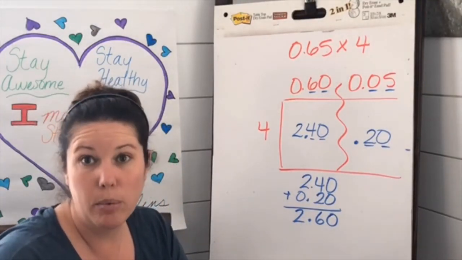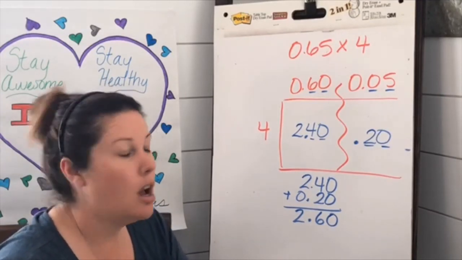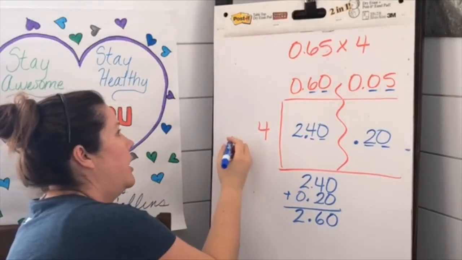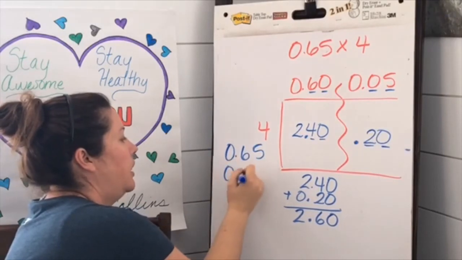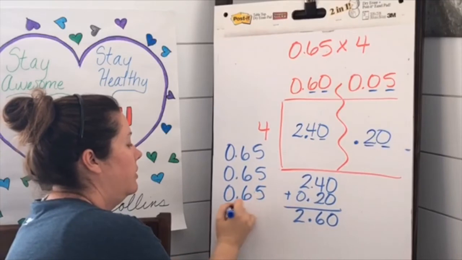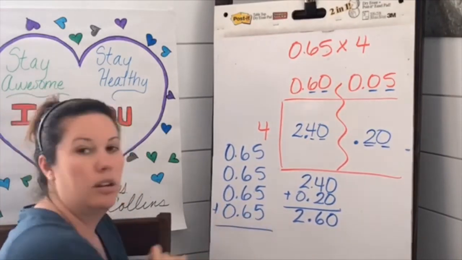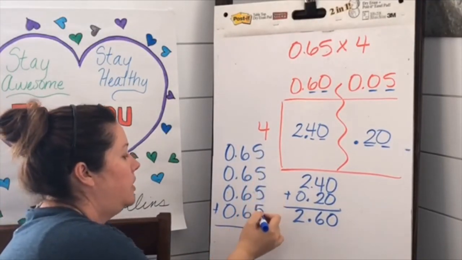Now I'm going to check my work though, because I want to make sure I'm right. And I'm going to use repeated addition since we were just talking about that. So I'm going to do 65 cents 4 times. So 0.65 plus 0.65 plus 0.65 plus 0.65. So here we go. Let's see if I got it right. 5, 10, 15, 20.